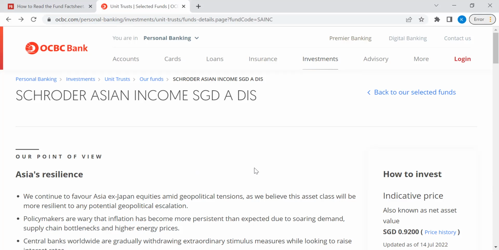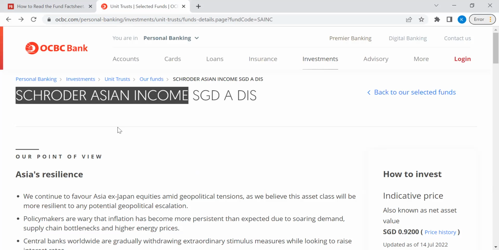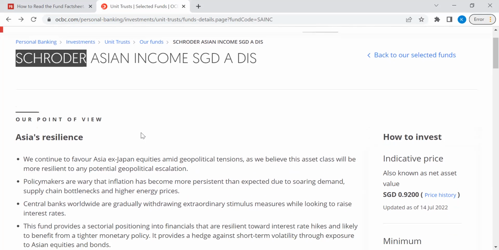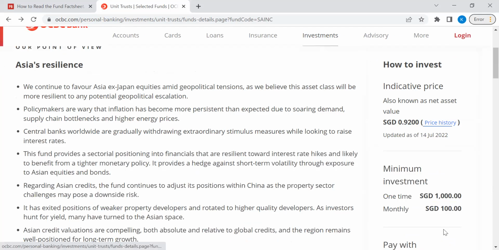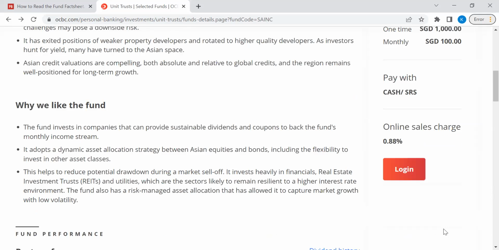These funds are not managed by them, but by external parties. In this case, Schroders Asian Income is managed by an external entity, Schroders, which is a professional investment management firm. So Schroders is the one actually managing the money, and OCBC is marketing their financial product. In this case, we call them a distributor. So let's get the relationship correct first.